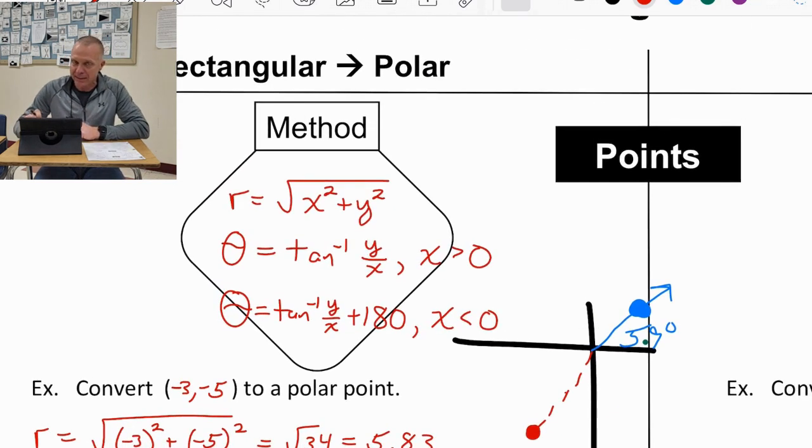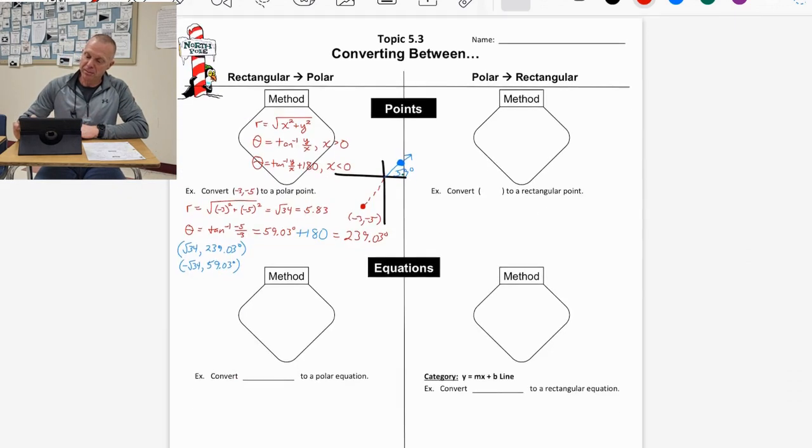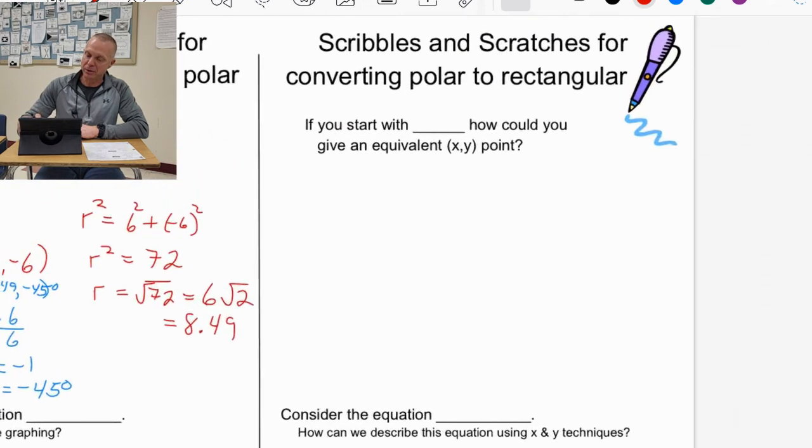I wonder what you do when x is equal to 0. Notice that the notes don't talk about that, but you're going to get a chance to try that on the homework helper. Let's flip over to the back and we'll do a little scribble and scratching.